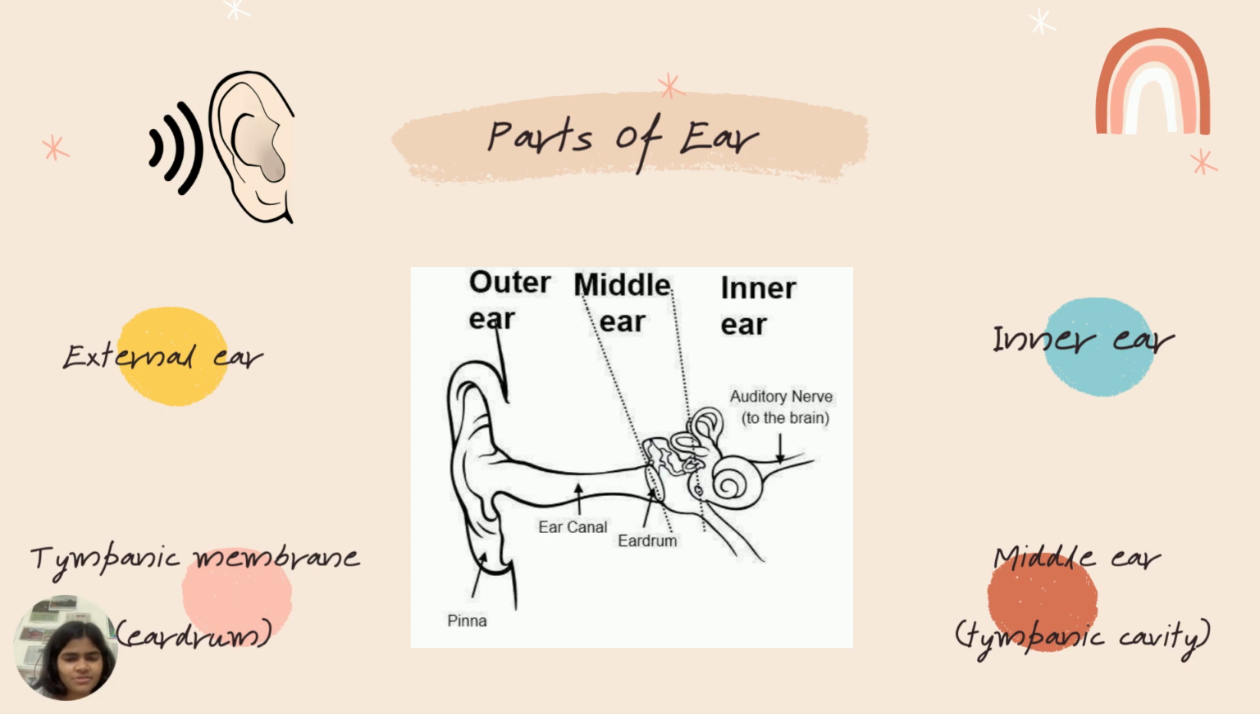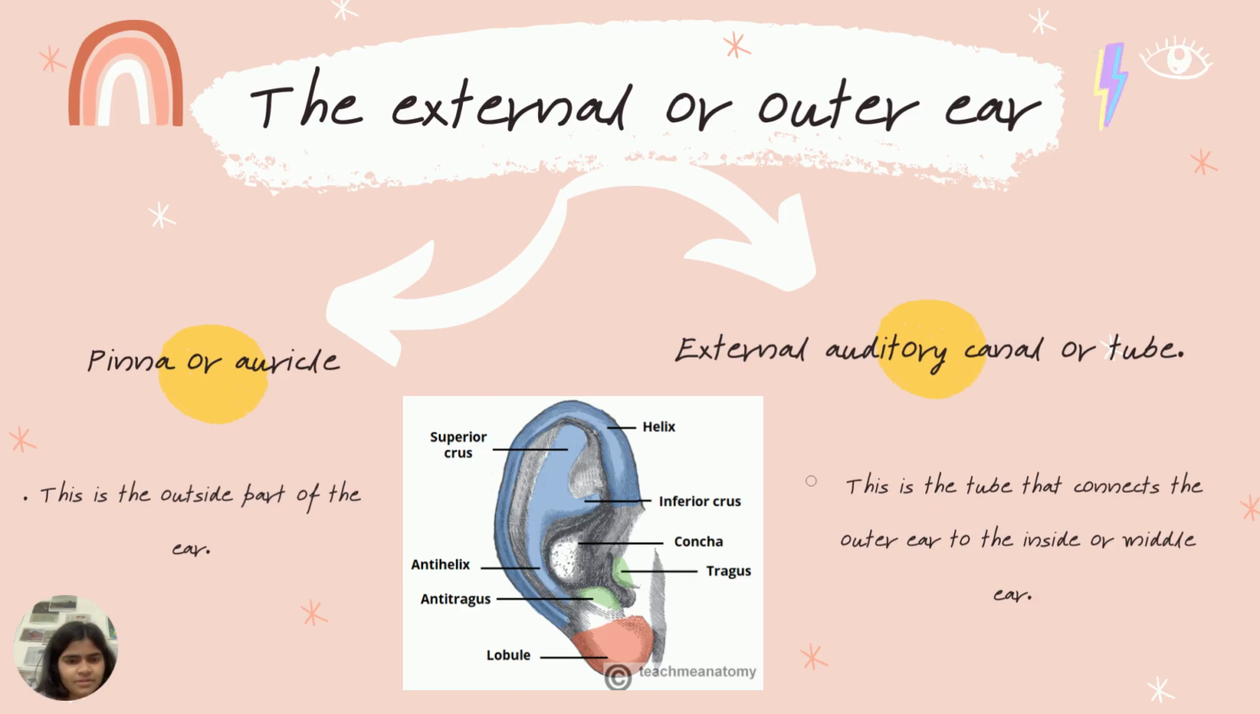Now, the parts of the ear are the external ear, the eardrum, the middle ear, and the inner ear. Here in the diagram we can see these parts clearly. The outer ear is the outer surface of the ear, then the middle ear, which has the eardrum, and then the inner ear. Now we have the external or outer ear. If we talk about the external ear, we have the auricle and the auditory canal. This is the outer part of the ear.